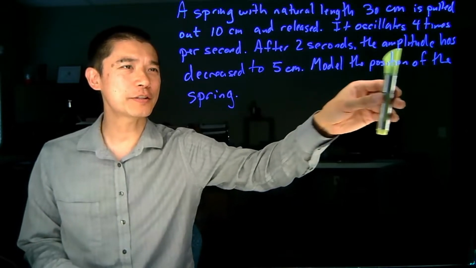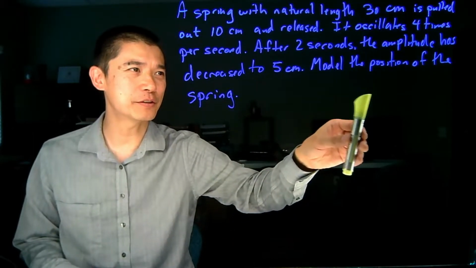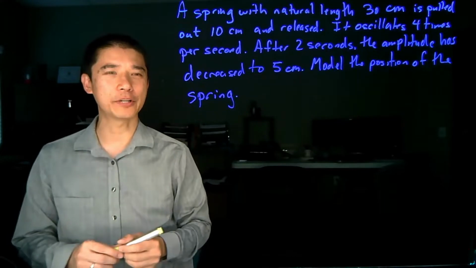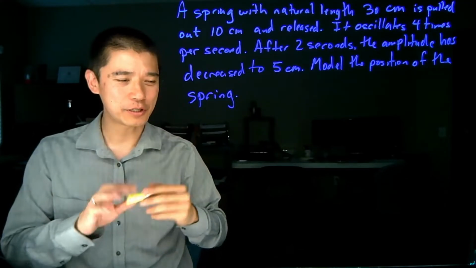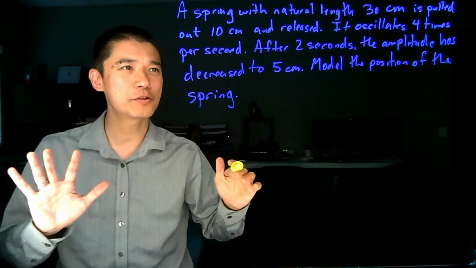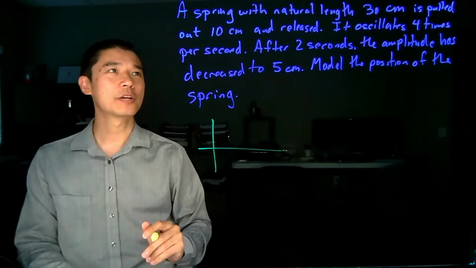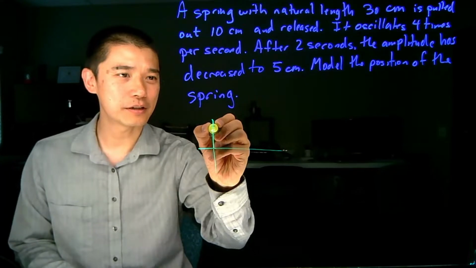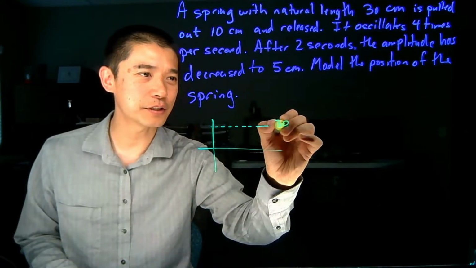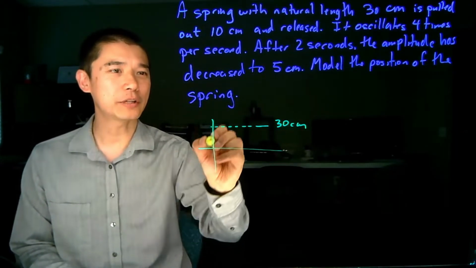After 2 seconds, the amplitude has decreased to 5 centimeters. Model the position of the spring. All right, so once again, we're going to think about everything as if there is no changing amplitude, and that will get us started. So it's going to start off with a natural length of 30, and we're going to pull it out 10 centimeters.